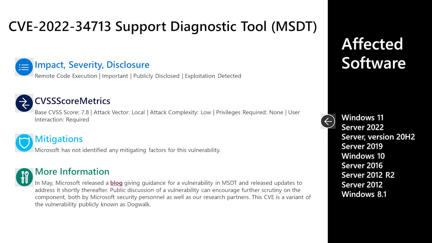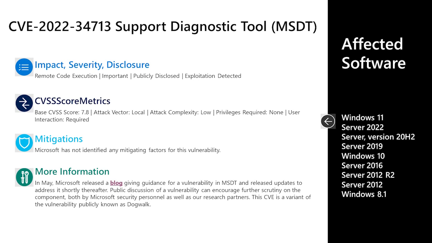And finally, the third vulnerability that we'll talk to today is CVE-2022-34713. This is another remote code execution vulnerability, this time in the Microsoft Support Diagnostic Tool, or MSDT. This one was publicly disclosed and exploitation was detected prior to release. And so that's the big reason why we're showcasing this one. The base score is 7.8, so significantly lower than the previous two we've been talking about. But again, that publicly disclosed and exploitation detected flags is why I want to highlight this vulnerability here.